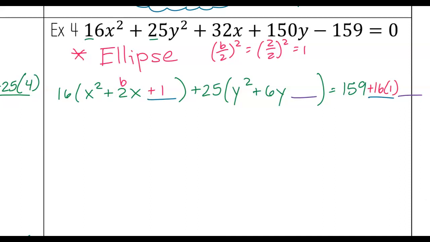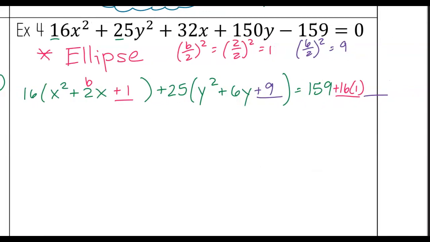What do we add into the y quadratic? Nine, yes, because 6 divided by 2 is 3. 3 squared is 9. What am I going to add in on the right, though? Not just a 9, but times 25. Good. And that all actually equals 400 when I add it all up.